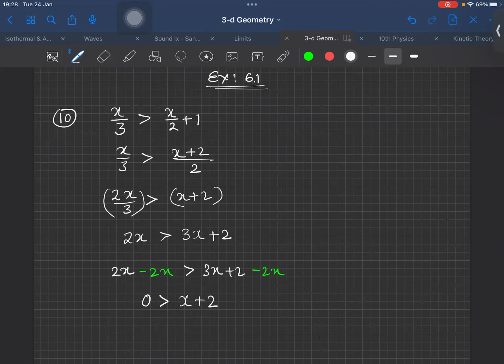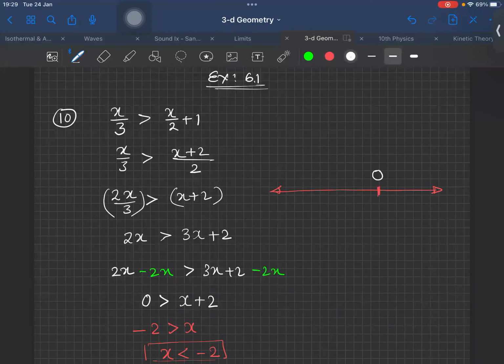Now let's subtract 2 both sides. So what will this side become? Negative 2 is greater than x. That means x is lesser than negative 2. x is lesser than negative 2. Okay. So all possible values of x are lesser than negative 2.